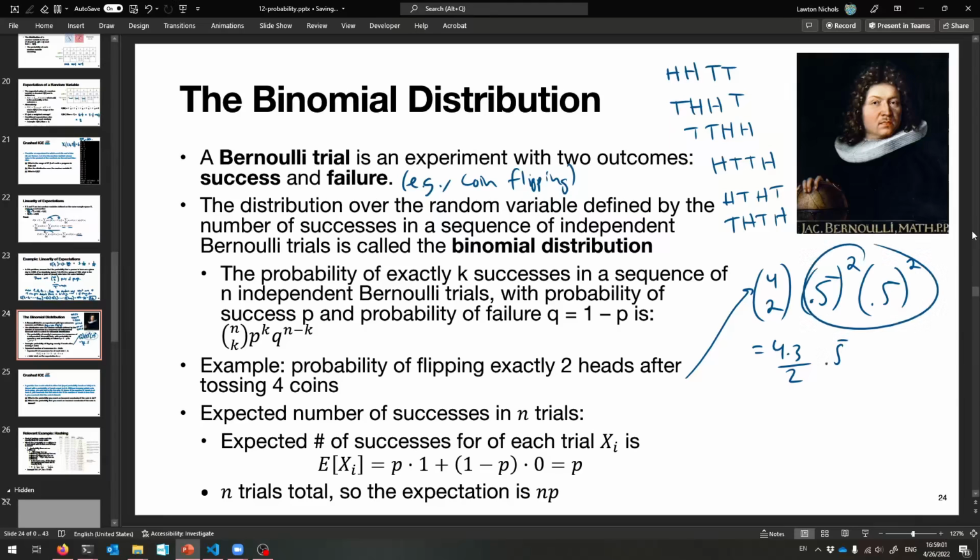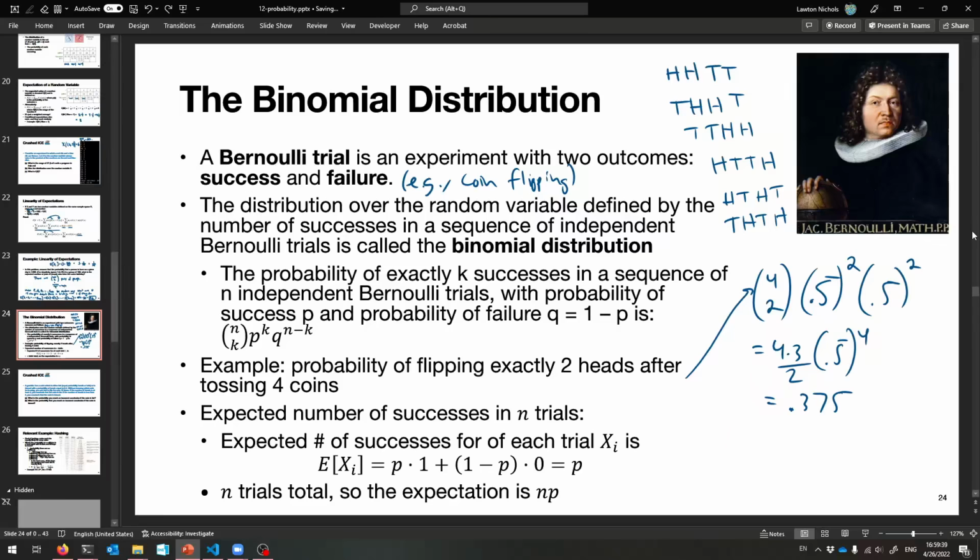0.5, and really you can bring them together now, it's 0.5 to the 4. Okay? So that is, I did this ahead of time, 0.375. So there's like a 38-ish% chance that you flipped exactly 2 heads when you tossed 4 coins. Okay? Which is smaller than you would expect. Maybe because it has to add up to 1, right? That's why it's a bit smaller than you might expect. So 38-ish% chance of you flipping exactly 2 heads after tossing 4 coins. And that's how you use this binomial distribution.